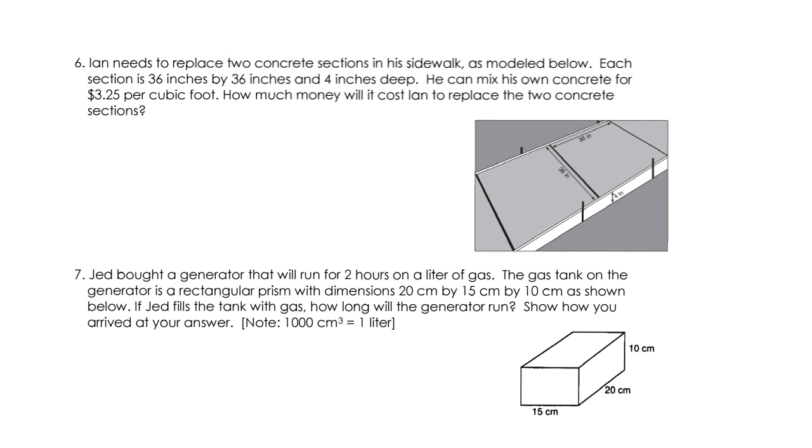All right, guys, we are on our third page of notes. In number 6, it says Ian needs to replace 2 concrete sections of his sidewalk as modeled below. Each section is 36 inches by 36 inches and 4 inches deep. He can mix his own concrete for $3.25 per cubic foot. How much money will it cost Ian to replace the 2 concrete sections?